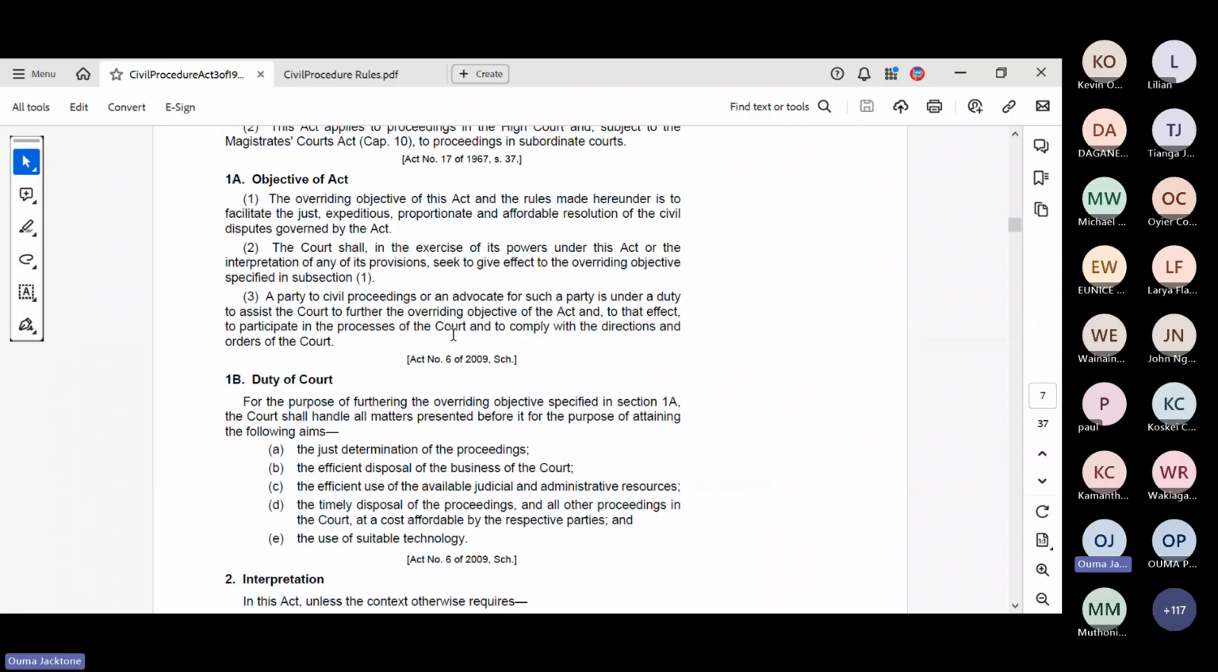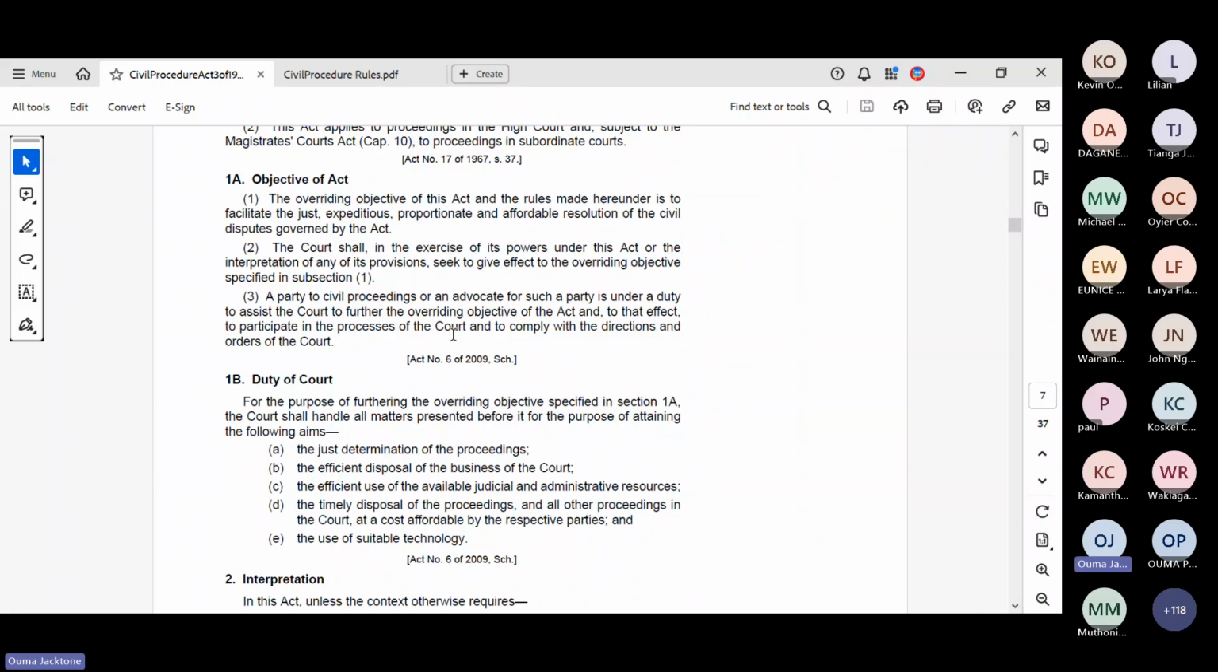All right, thank you. Now that is the overriding objective. So it is the objective of the Act. Why do we have the Civil Procedure Act? Why is the Act laying down certain procedures? That is what we are asking, and that is what you're calling the overriding objective. Now, the main purpose of the Act is really to facilitate just, expeditious, proportionate, and affordable resolution of civil disputes. To make it easy for every party to get a just and expeditious determination of the court.